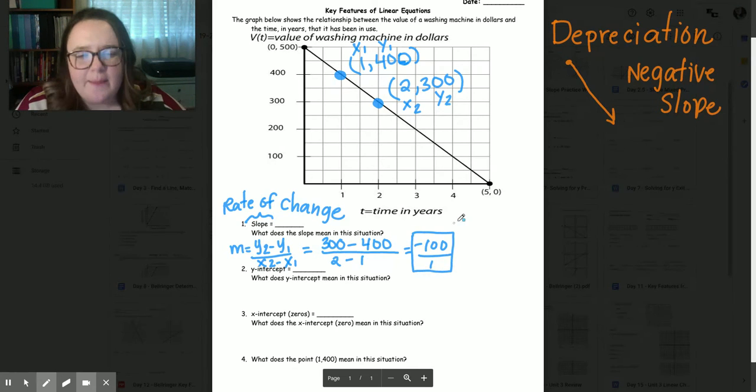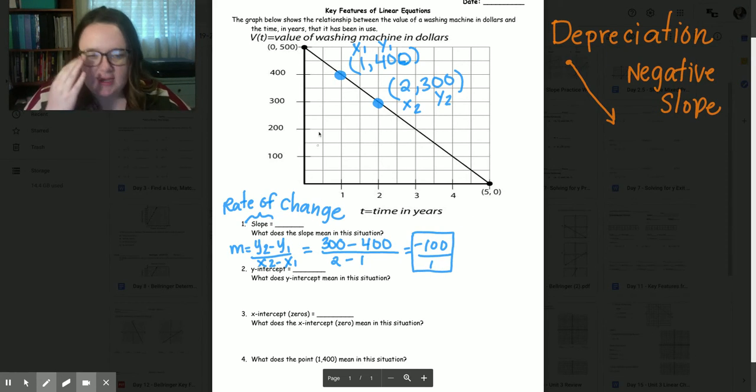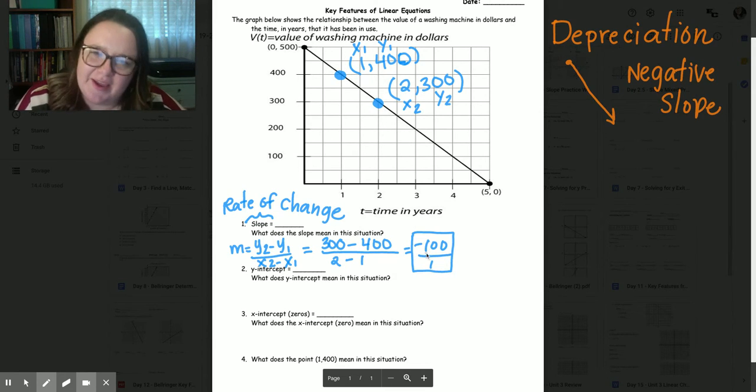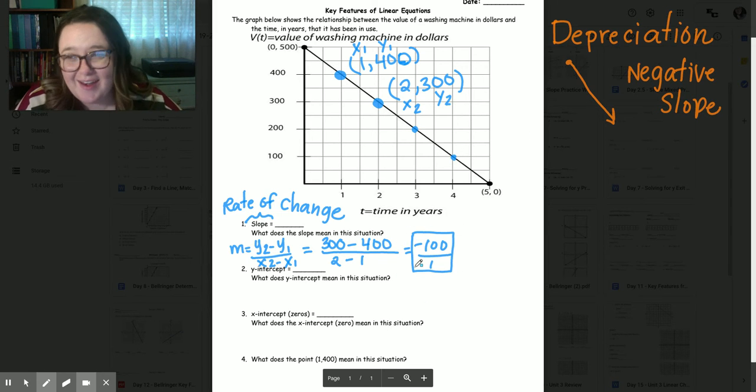Does that make sense to us? Earlier when I asked you the difference from 1 year to the next, I said this first year was 400, the second year was 300. Does that make sense now that it's negative 100? Did it go down $100? From year 2 it was 300. Year 3 it went to 200, right? Then year 4 it was 100. It's going down by 100 each time. That's why I got negative 100 as my slope.